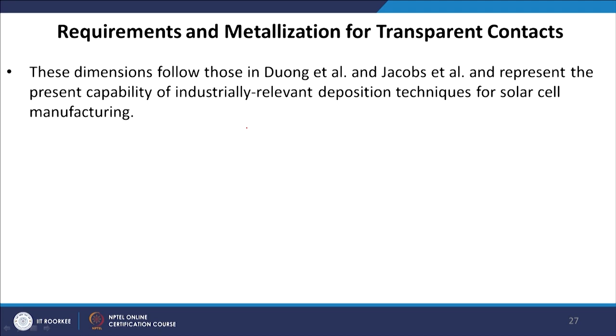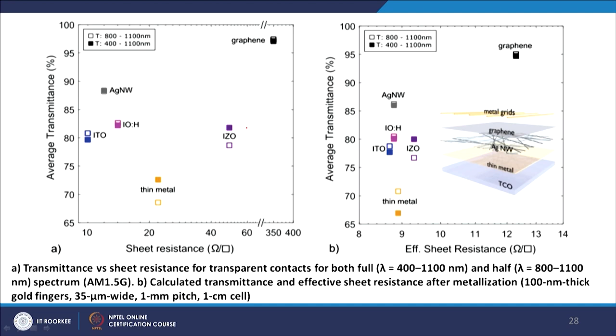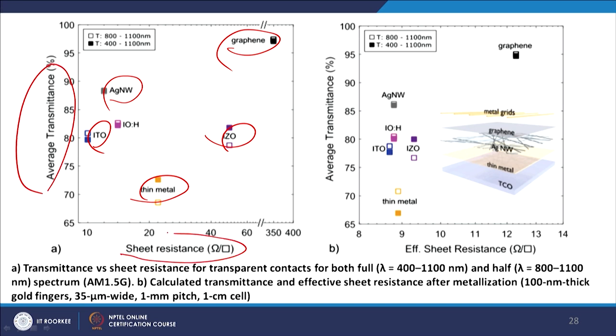Now, if we look at this graph, there are so many parameters to optimize. We can use ITO, we can use a graphene layer, we can use thin metal, we can use IGO, or we can use silver nanowires. If we use the different layers, the properties are going to change: the transmittance and also the sheet resistance. So, we have to make sure the contact has a very high transmittance over the whole solar spectrum, and at the same time the sheet resistance should be very low, so that the series resistance or the series recombination should be very low.